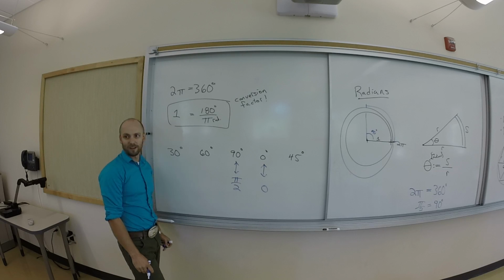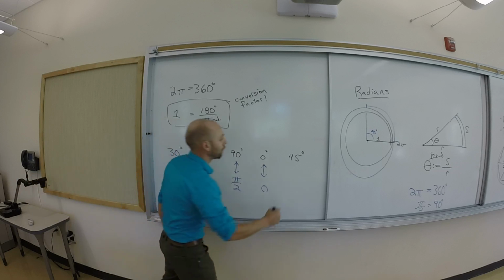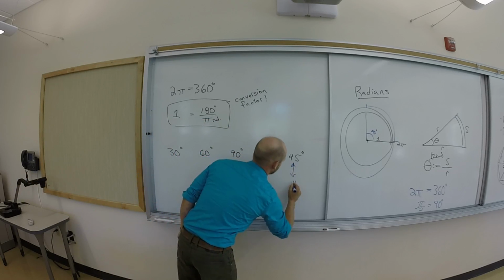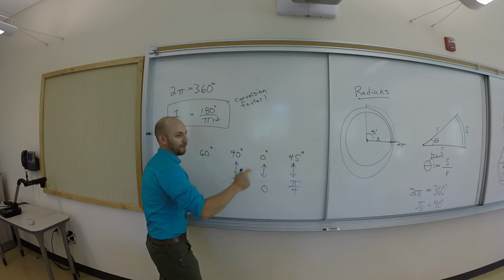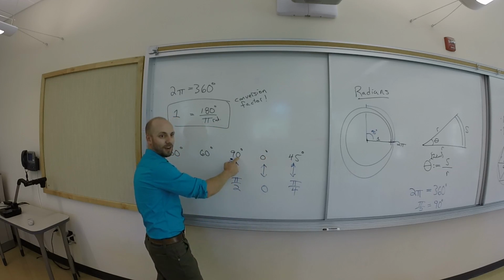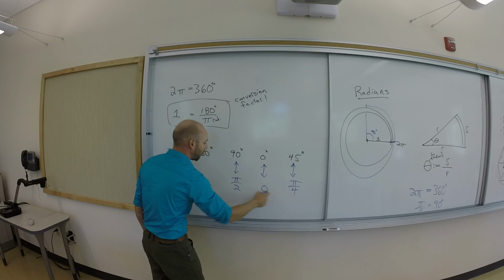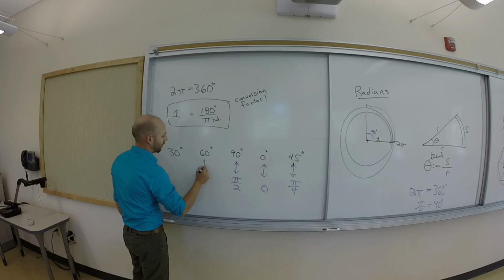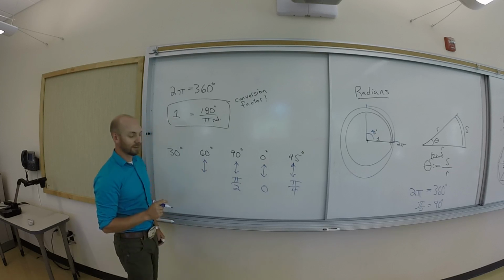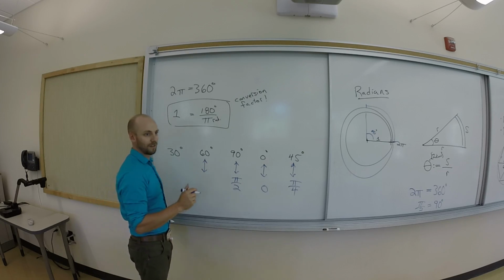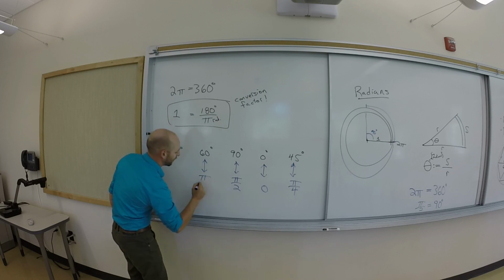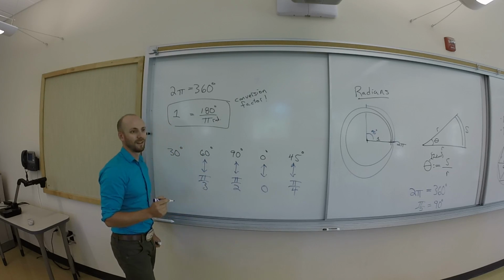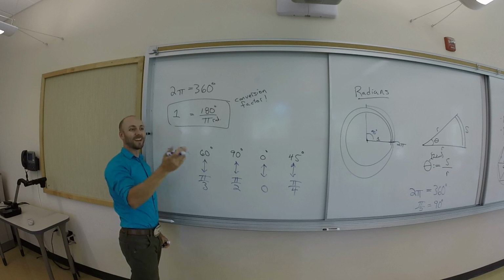Now, these are going to get slightly harder. 45 is pi over 4. Why should it be pi over 4? Because 45 is half of 90, and pi over 4 is half of pi over 2. These I might need a little bit of side calculation. 60 degrees is pi over 3. It's a third of the way to pi, a third of the way to 180.